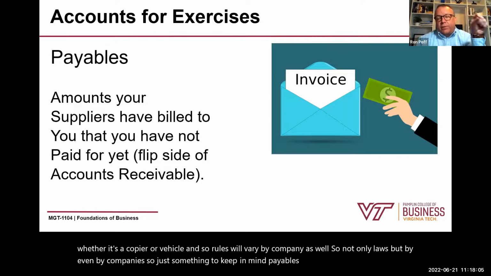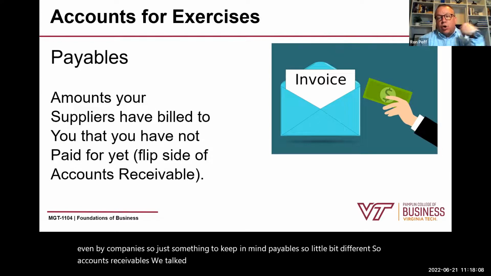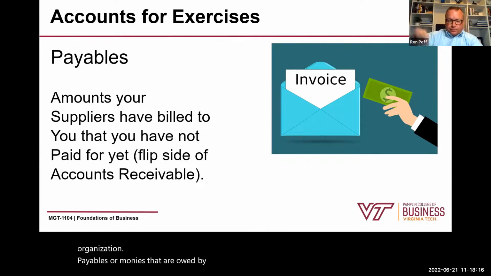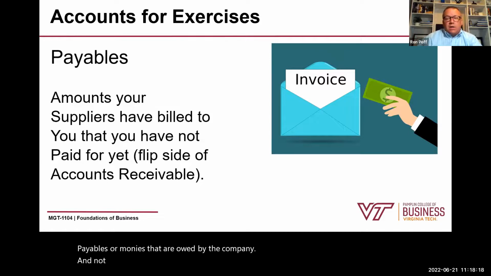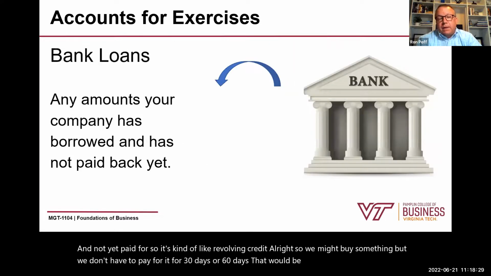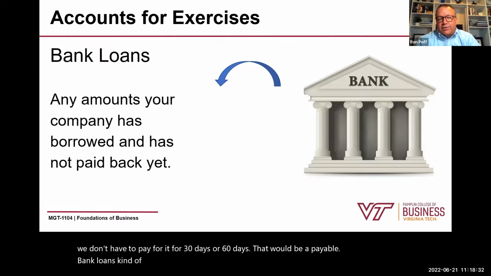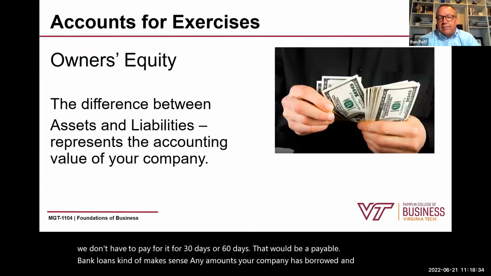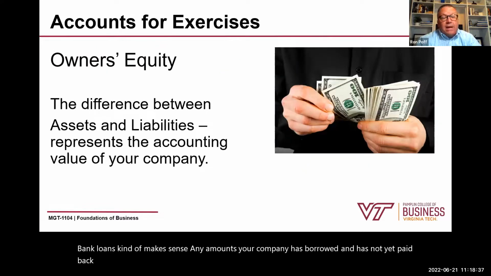Payables, so a little bit different. Accounts receivable we talked about, that's monies owed to us, monies owed to an organization. Payables are monies that are owed by the company and not yet paid. It's kind of like revolving credit, all right? We might buy something, but we don't have to pay for it for 30 or 60 days. That would be a payable. Bank loans kind of makes sense. Any amounts your company has borrowed and has not yet paid back. Owner's equity, we've talked about. It's the accounting value of the company, the difference between assets and liabilities.